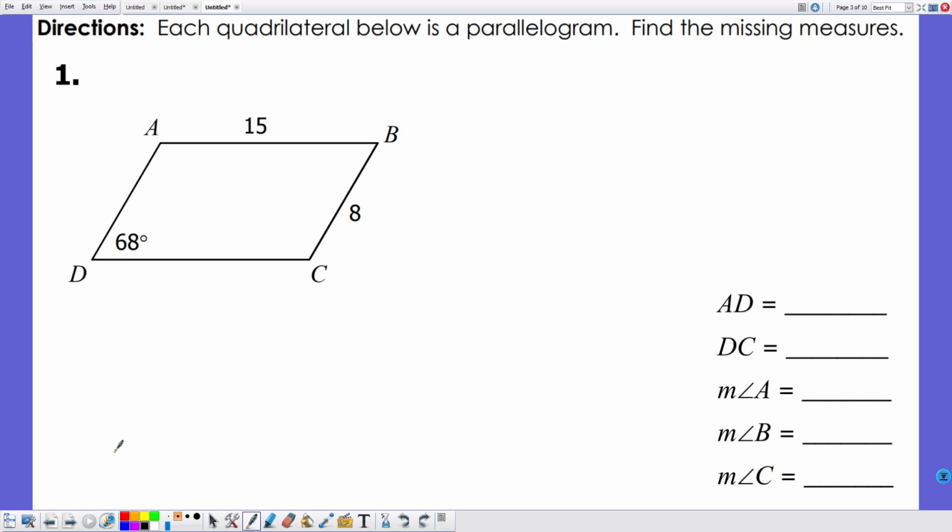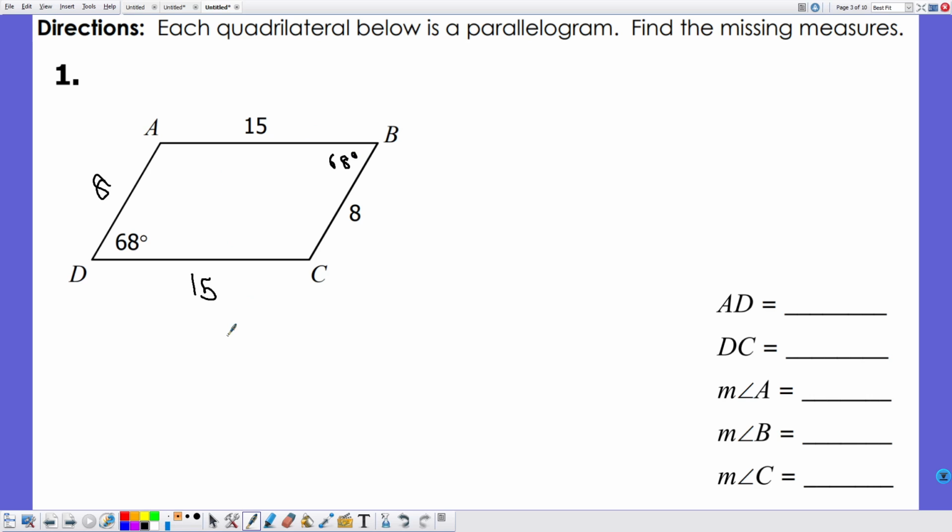Alright, each shape is going to be a parallelogram. Find the missing measures. So I honestly just like to go crazy and not even look at the answers I'm trying to find, just fill out everything that I can find. Like opposite sides are congruent, so this is 8 and this is 15. Opposite angles are congruent, so B must be 68 as well.